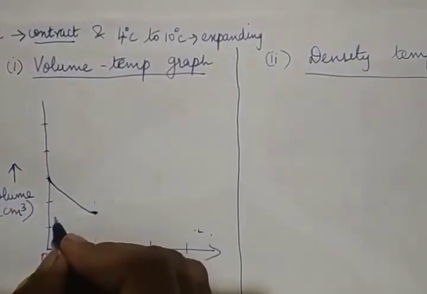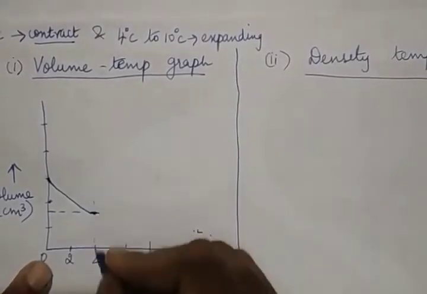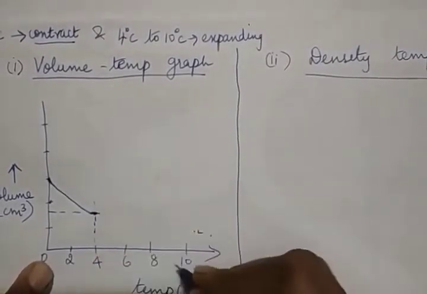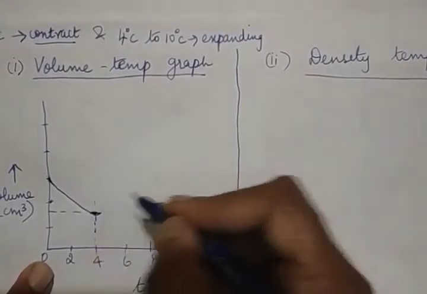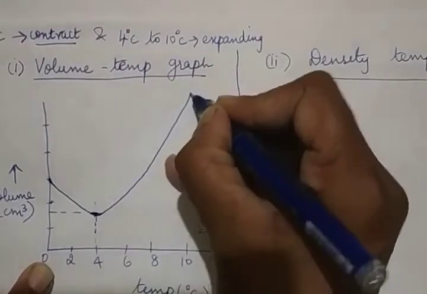Till 4 your graph would go down like this. And after 4, if I'm heating after 4, it will start expanding. That means volume will start increasing. So your graph will go like this.